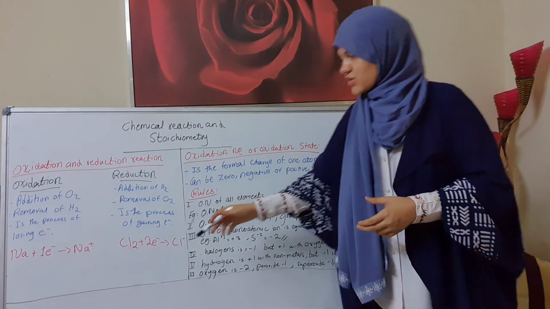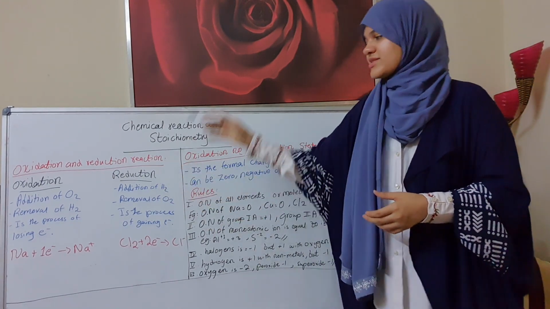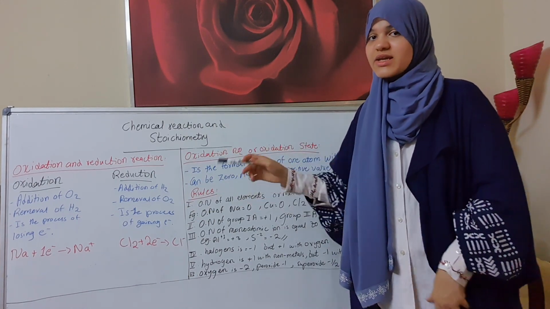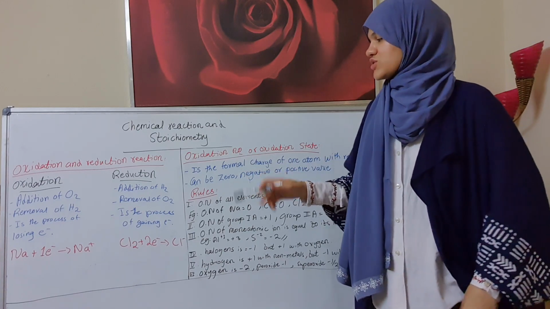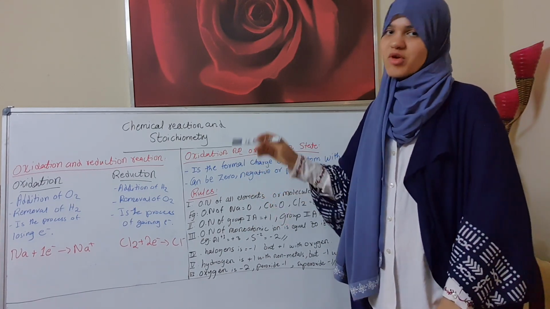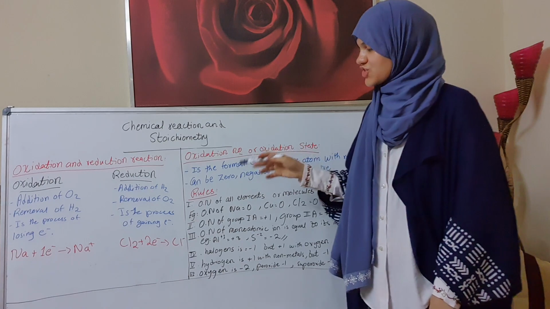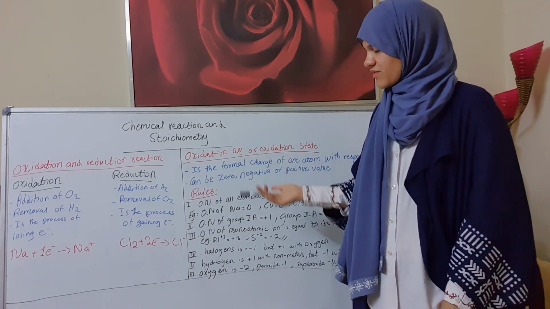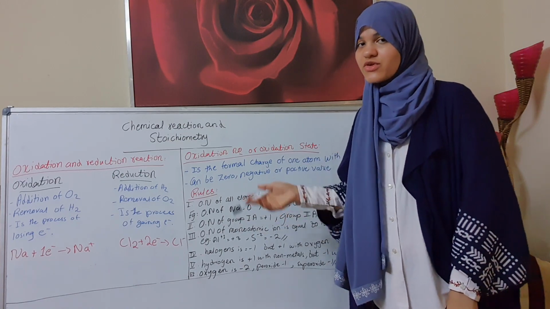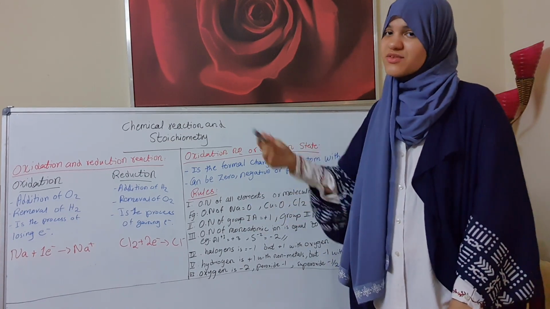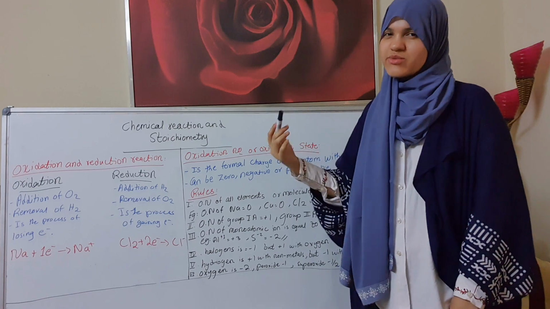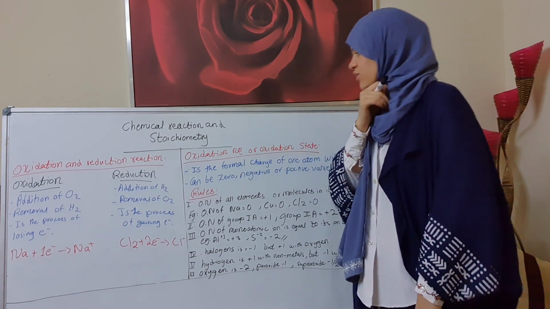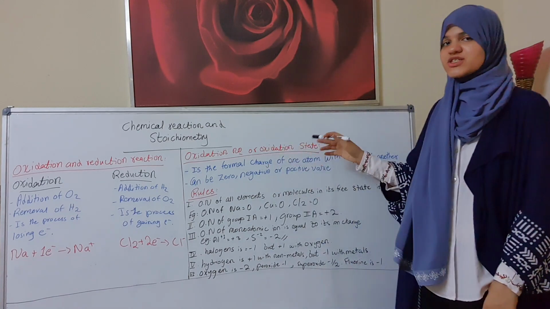As you know here also, sodium gives up 1 electron and becomes Na positive. So this is an example of oxidation. But in reduction, chlorine plus 2 electrons will give us negative chloride. So that means chlorine will gain electrons from metals.